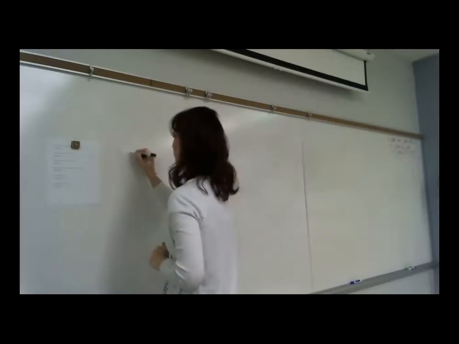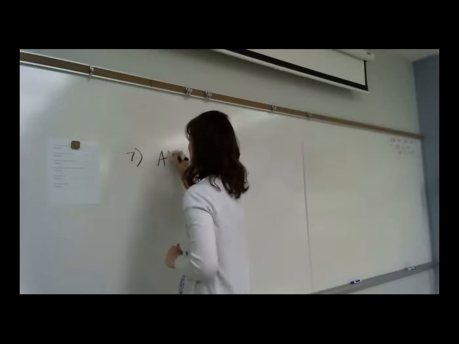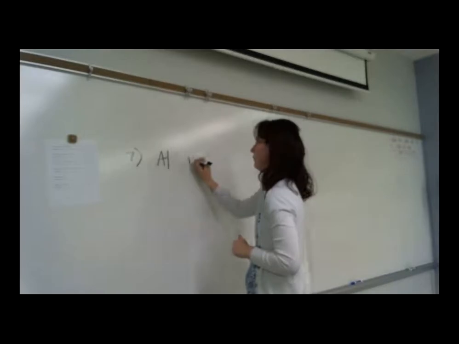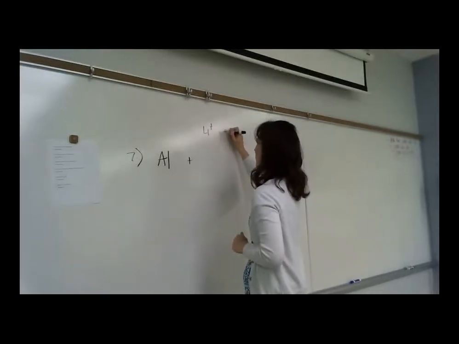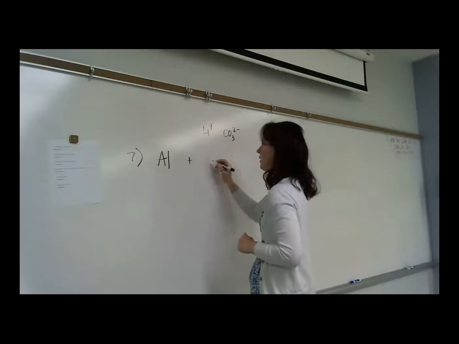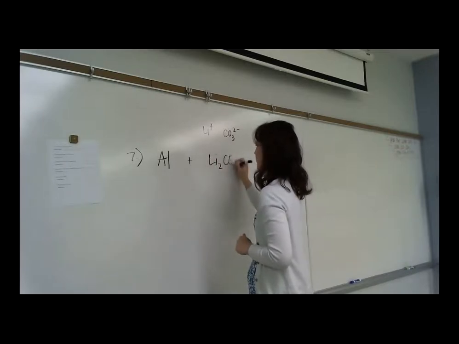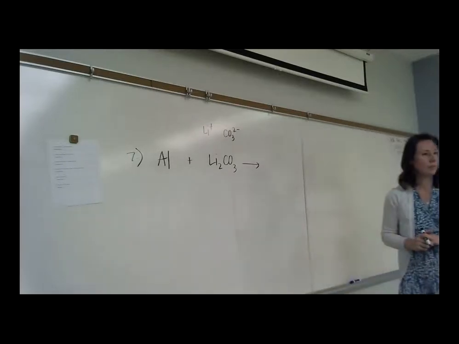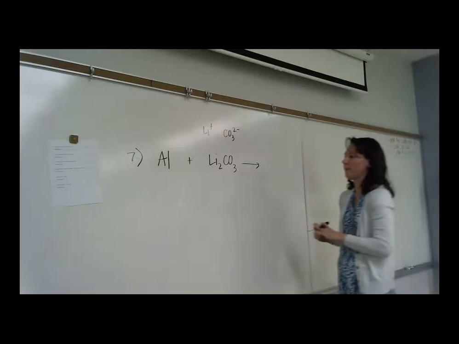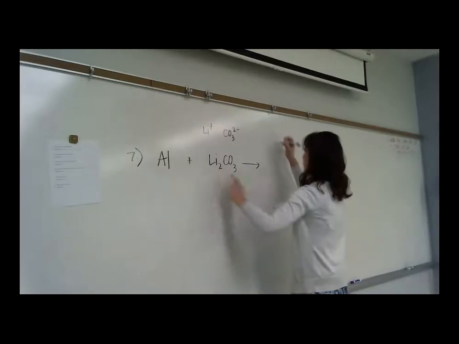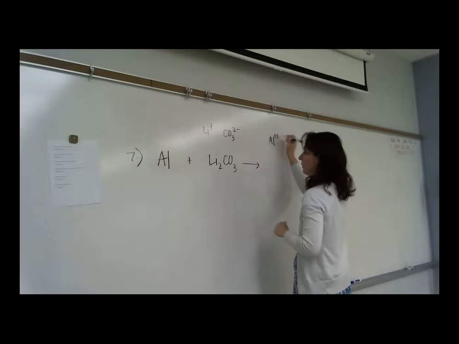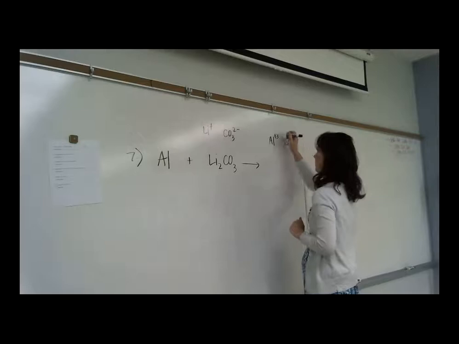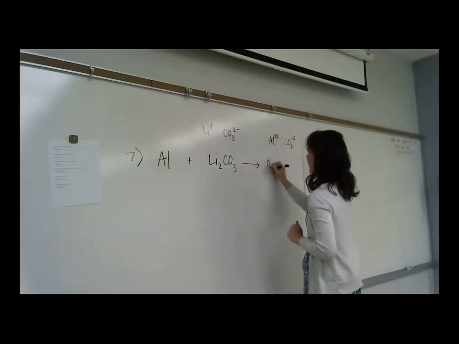Aluminum metal, so you should automatically think just plain old Al, no charge, reacts with lithium carbonate. Lithium is +1, carbonate is CO3 2 minus, so that would be Li2CO3. What kind of reaction is this? Single displacement. So that means that the metal becomes a cation, so that would be Al +3, and it's combining with carbonate, CO3 2 minus.